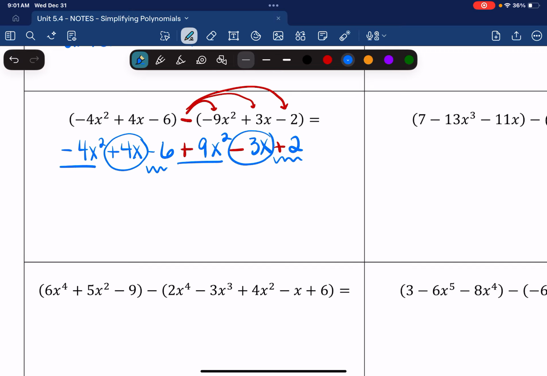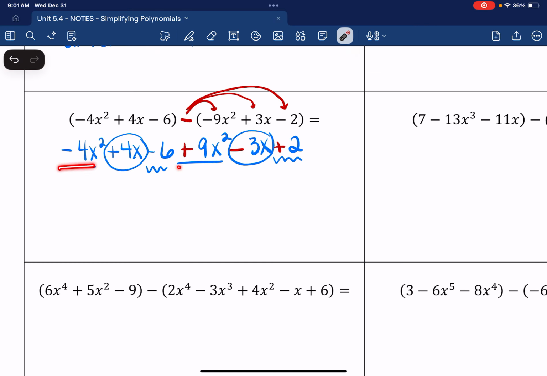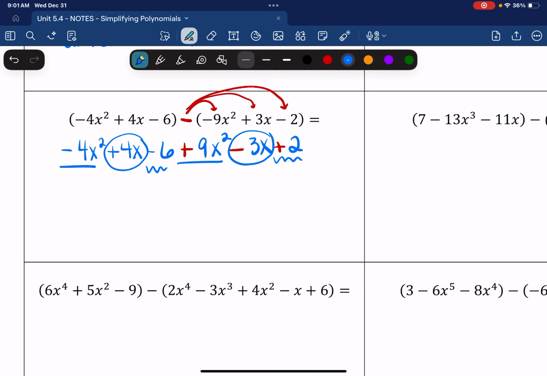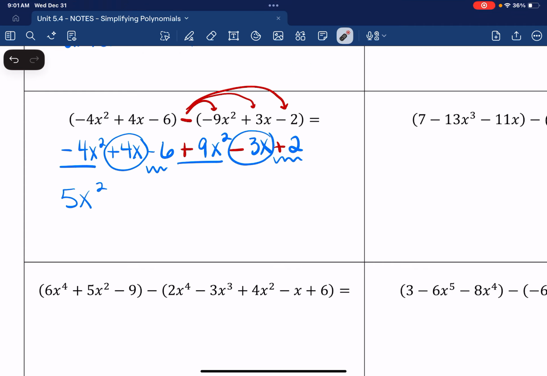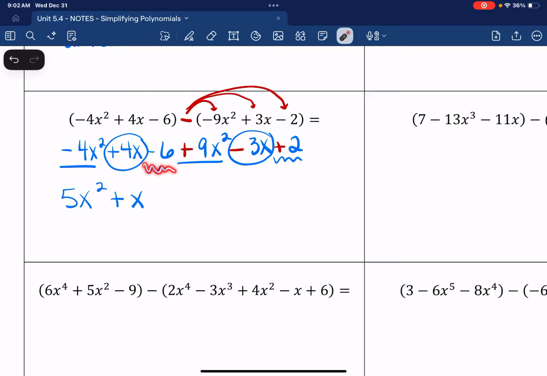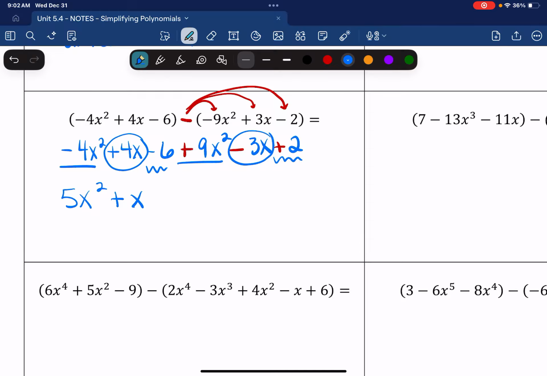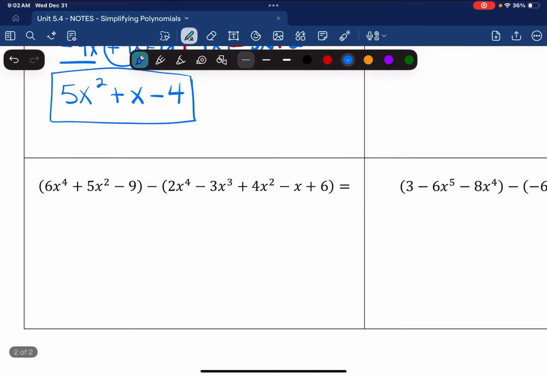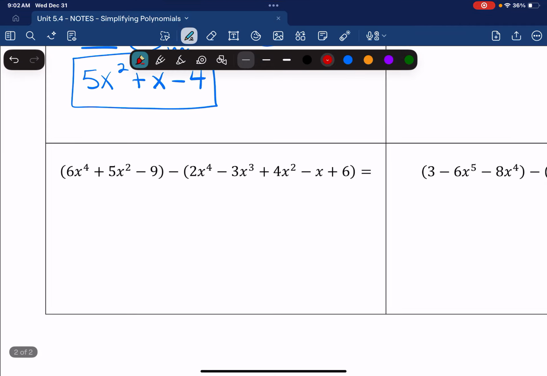So let's combine our like terms. What is negative 4x squared plus 9x squared? That gives us our 5x squared. All right, what about plus 4x minus 3x? That gives us just 1x or plus x. And then we have our minus 6 and our plus 2. That gives us our minus 4. And that's our simplified polynomial subtraction problem. All right, so let's do the second one with stacking again. Okay, so we're going to use stacking to simplify this as well.